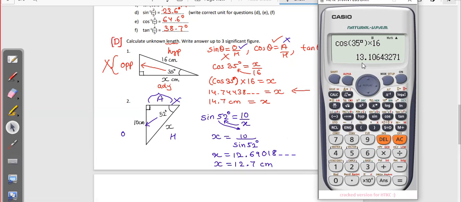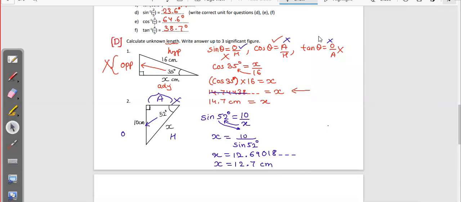The answer is 13.1064. Okay, let me just check this. Cos of 35 degrees multiply 16. Answer is 13.106432 dot dot dot. So the final answer for x up to 3 significant figures is 13.1 centimeter. Yeah, that's the answer, 13.1 centimeter.